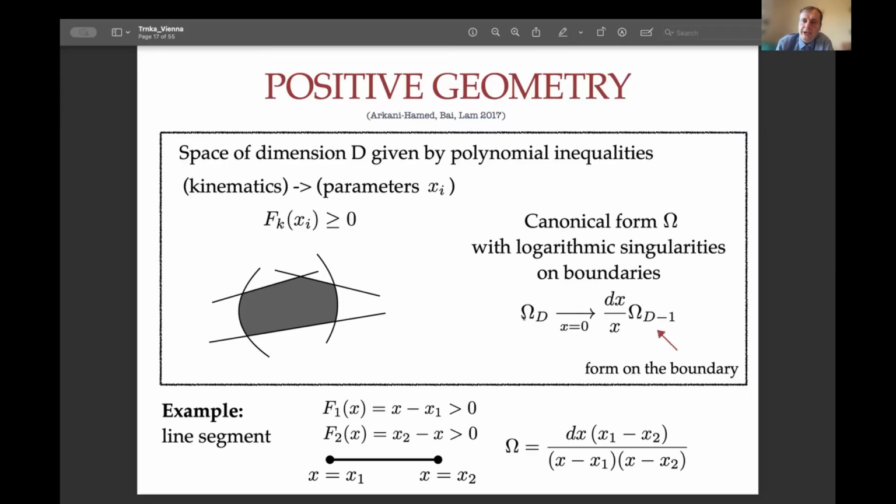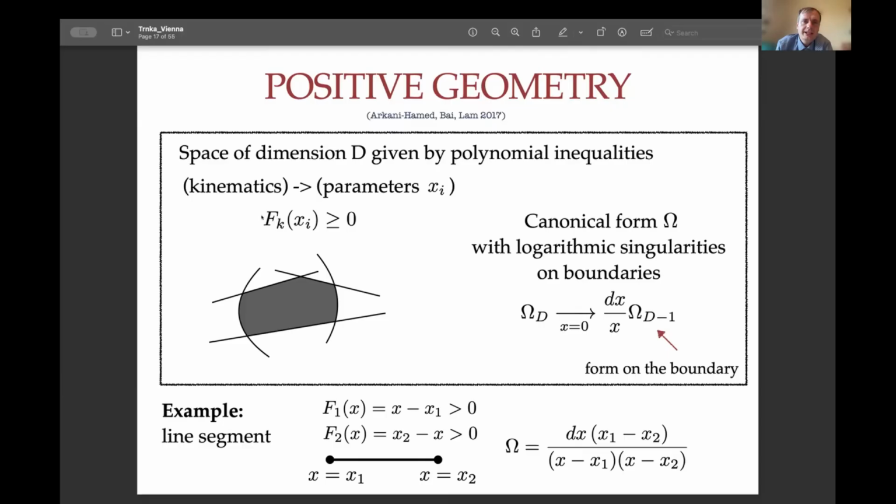So whenever we tune the parameters to go to the boundary of the space, we generate a singularity dx over x and the differential form on the boundary, which has one lower dimensionality. There is a simple example of just a 1D geometry, which is a line segment. This is chopped out by two linear inequalities, and the canonical form looks like that. So the Amplituhedron is built on this idea, and it's just much higher dimensional, and the inequalities are not linear but polynomial.